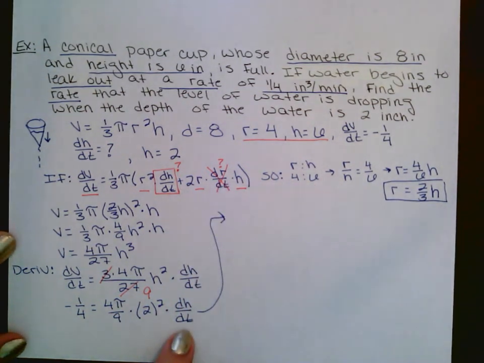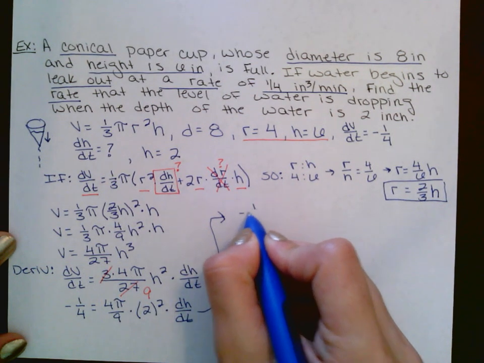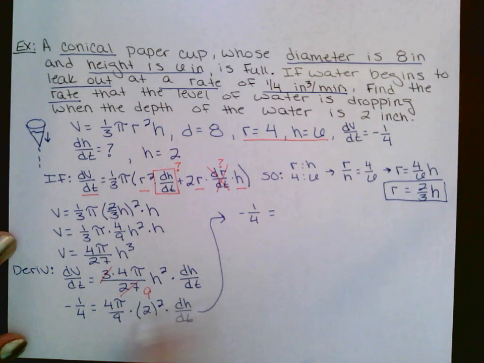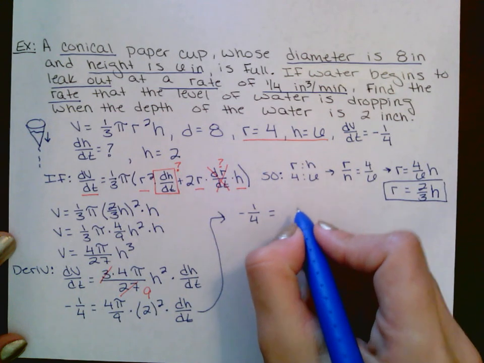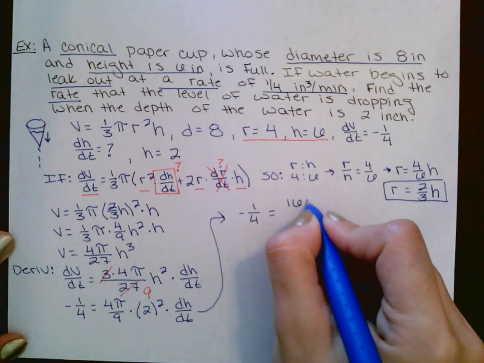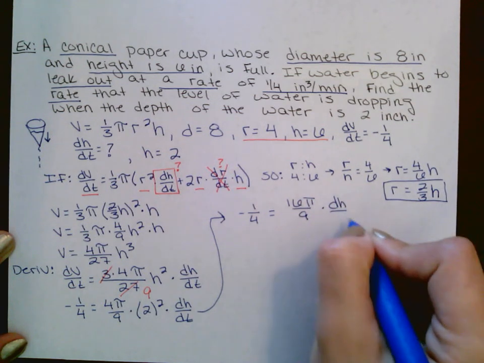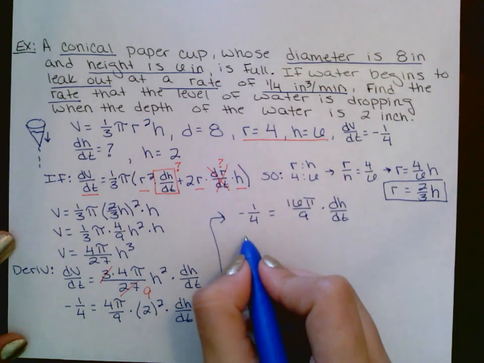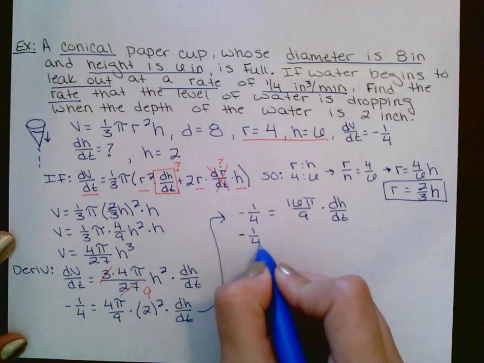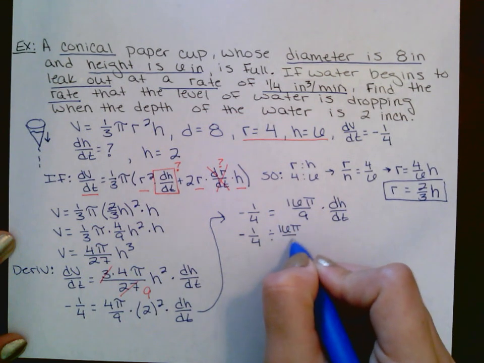So now just start working on isolating this dh/dt. So I'm going to say negative 1 over 4 equals 2 squared, which is 4. 4 won't reduce with 9, so I can go ahead and multiply that 4 with this 4. And I can say 16 pi over 9 dh/dt. Now I'm going to take this slow, but if you feel confident in going faster with this, feel free to.